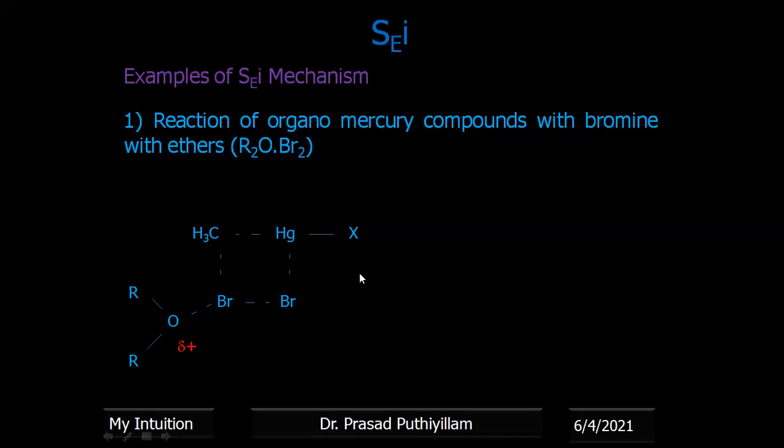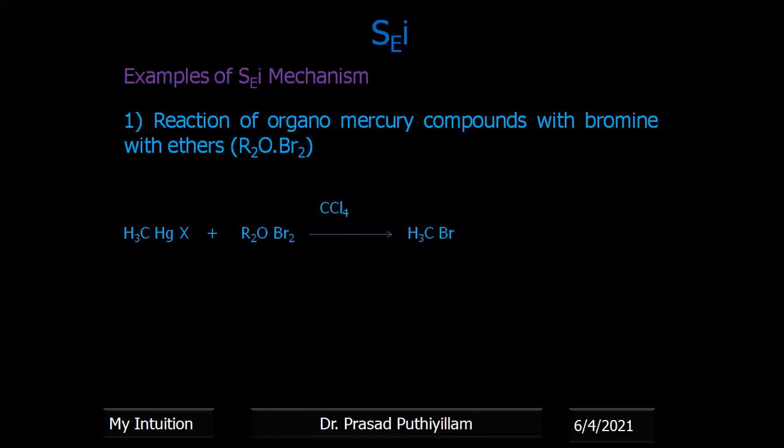Therefore, after forming this intermediate, the electron movement takes place immediately as shown, as I am indicating here with the arrowhead. The movement of electrons, or movement of a bonded pair of electrons, takes place like this, and finally we get alkyl bromide and mercury halide, as well as the ether. So that reaction in line I can write as CH3HgX plus R2OBr in the presence of CCl4 gives CH3Br, that is methyl bromide, plus BrHgX as well as R2O.